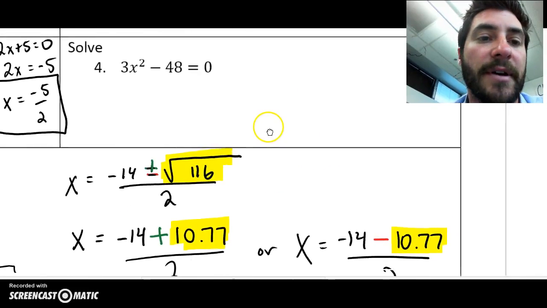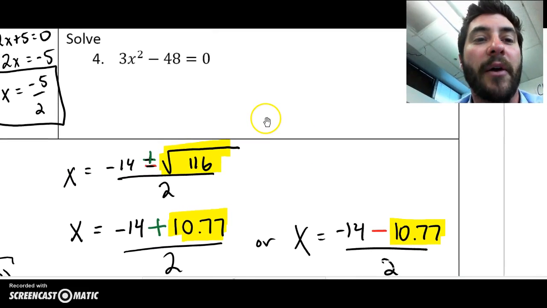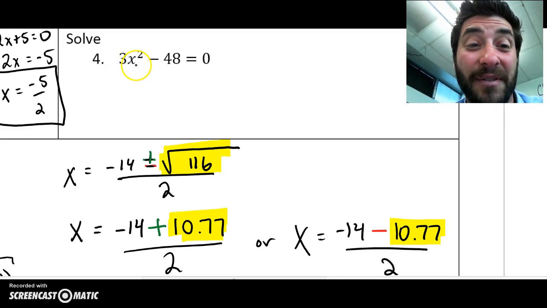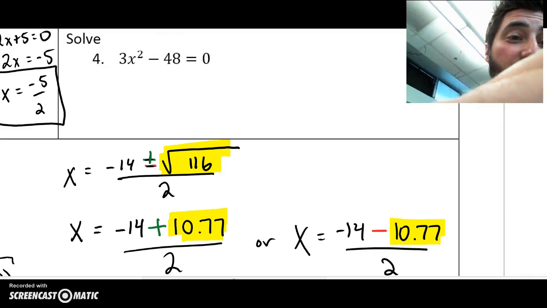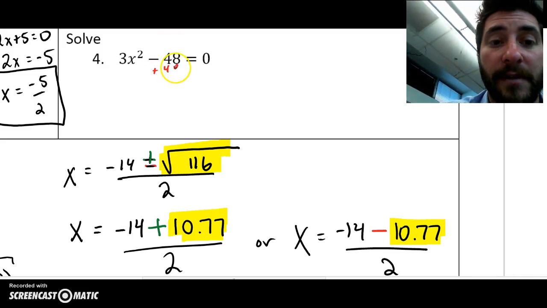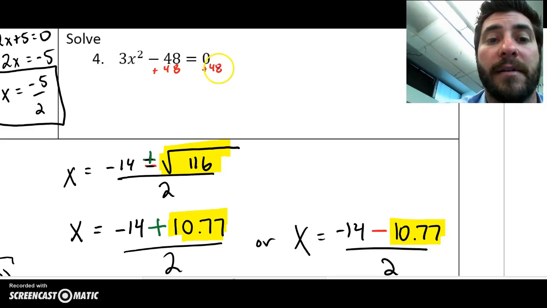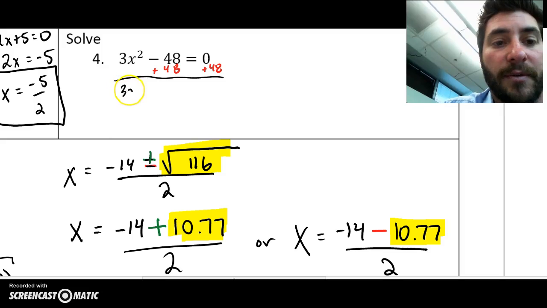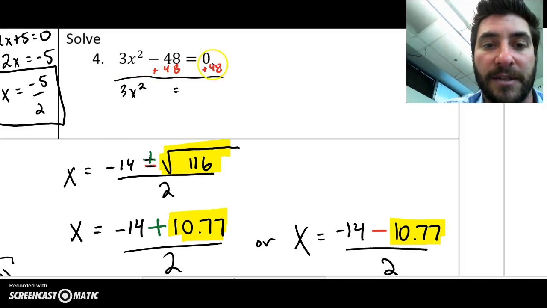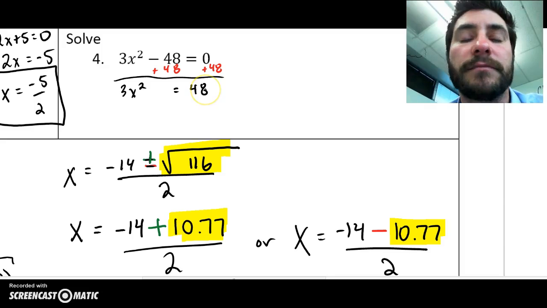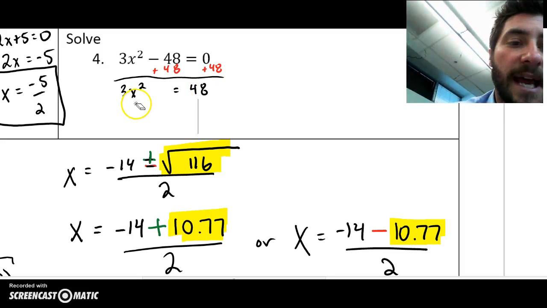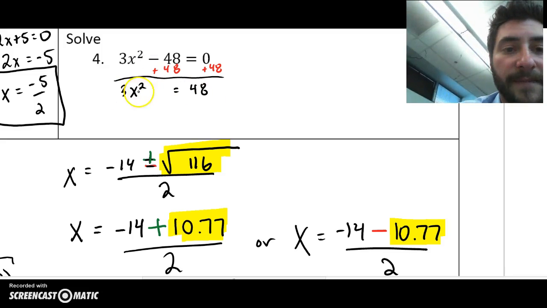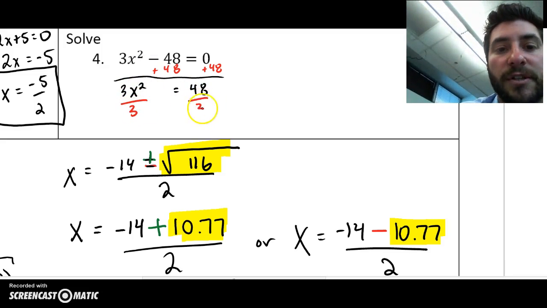However, you take a look over here now. For number 4, I only have one variable, so I'm going to get it by itself. So I'm just going to add 48 to both sides. Now when I do that, I'm going to add its opposite. When I do that, I end up with 3x squared on the left, and 0 plus 48 is 48. Well, if I want to get that x squared term by itself, I'm going to divide both sides by 3. All right, what's the opposite of multiplication? Division.